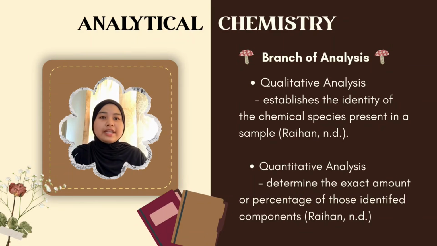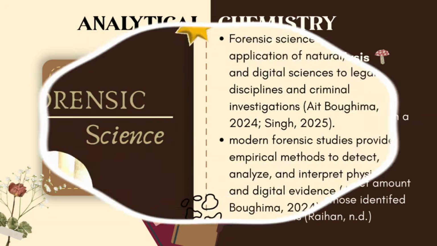There are two types of analysis in analytical chemistry that fall into two major branches. The first branch is qualitative analysis. We use this type of analysis when we want to identify the chemical elements or functional groups present in the substance. The second one is quantitative analysis. This type of analysis is used when we need to determine the amount or percentage of those identified components.